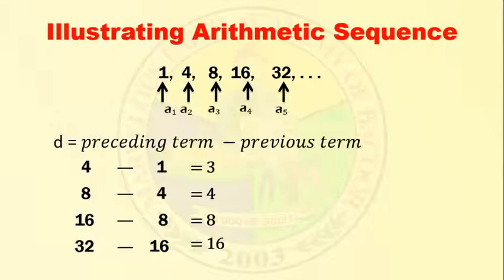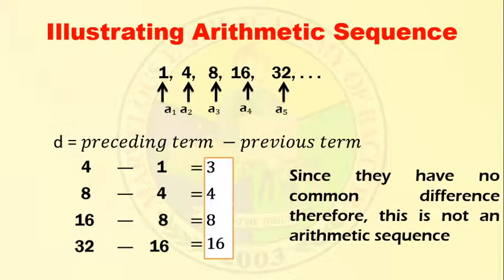Therefore, we conclude that they have no common difference. Wala po silang common difference kasi ang difference po ng una ay 3, sa pangalawa ay 4, sa pangatlo ay 8, at sa pang-apat naman po ay 16. Therefore, we conclude that 1, 4, 8, 16, and 32 is not an example of arithmetic sequence. But this sequence can be an example of geometric, harmonic, or Fibonacci sequence.